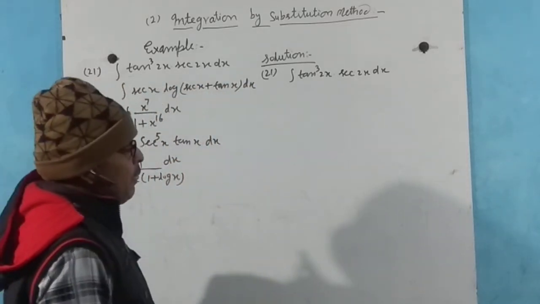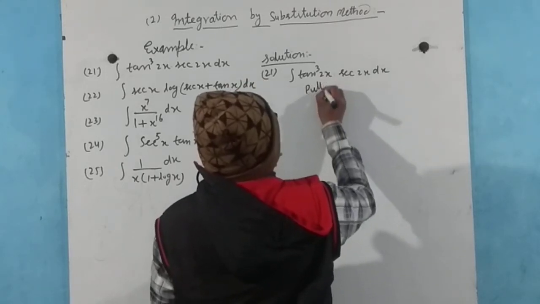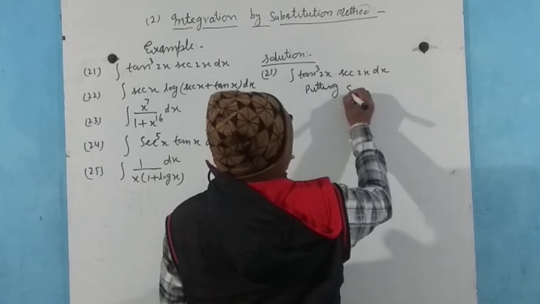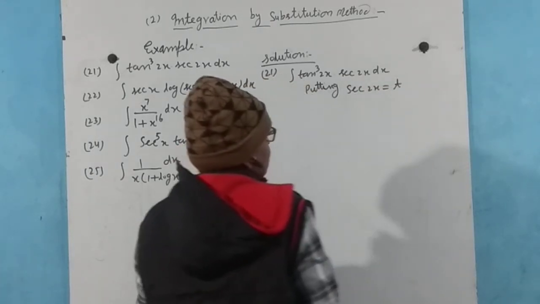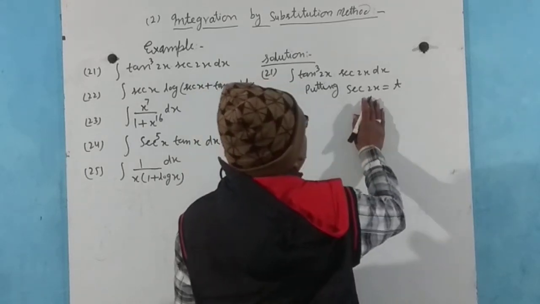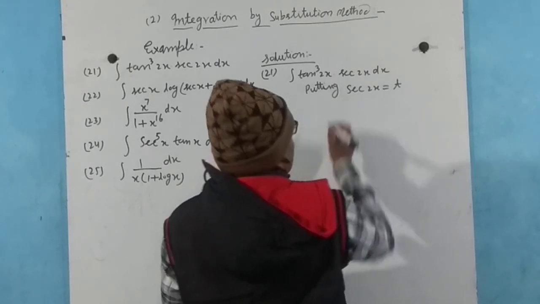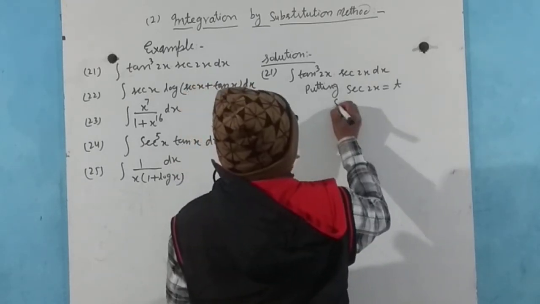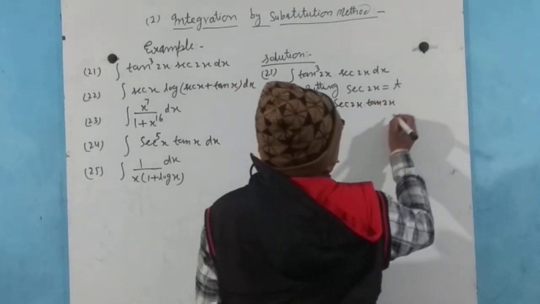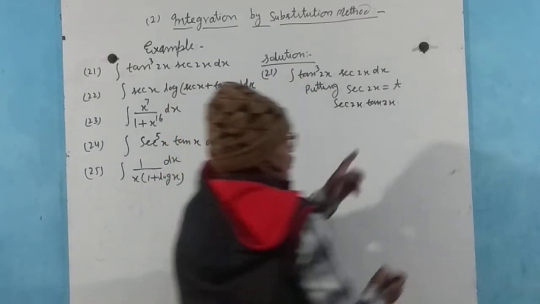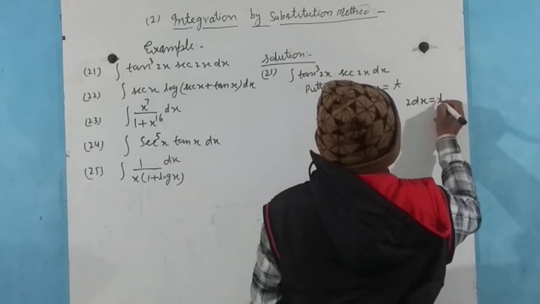Now if you put sec 2x equal to t, then differentiation of sec 2x gives sec 2x tan 2x, and with respect to x, into 2 dx equal to dt.